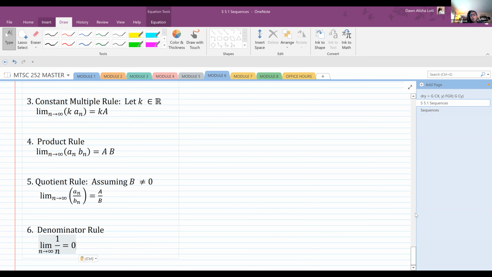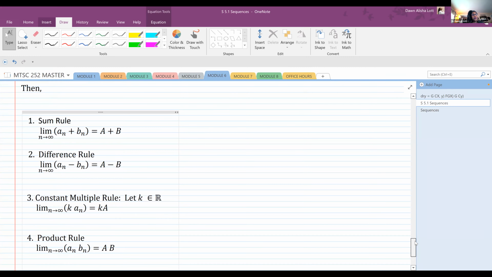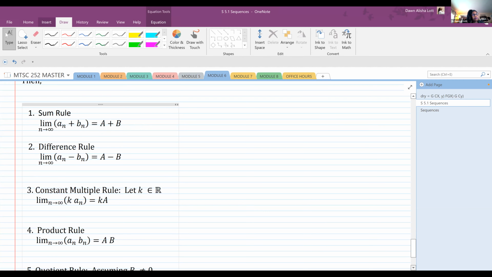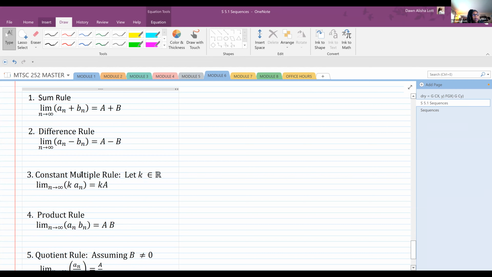All right, so the first one is the sum rule. If I'm taking the limit of the sum of the two sequences, it's the same as taking the limit of the an, which is a, plus the limit of the bn, which is b. The difference rule is the limit of the difference of two sequences is just the difference of their limits. Again, I am posting all of these notes. So if you're just trying to write down the few important things, the notes will be posted so you can get the full, nice, neat copy of everything.